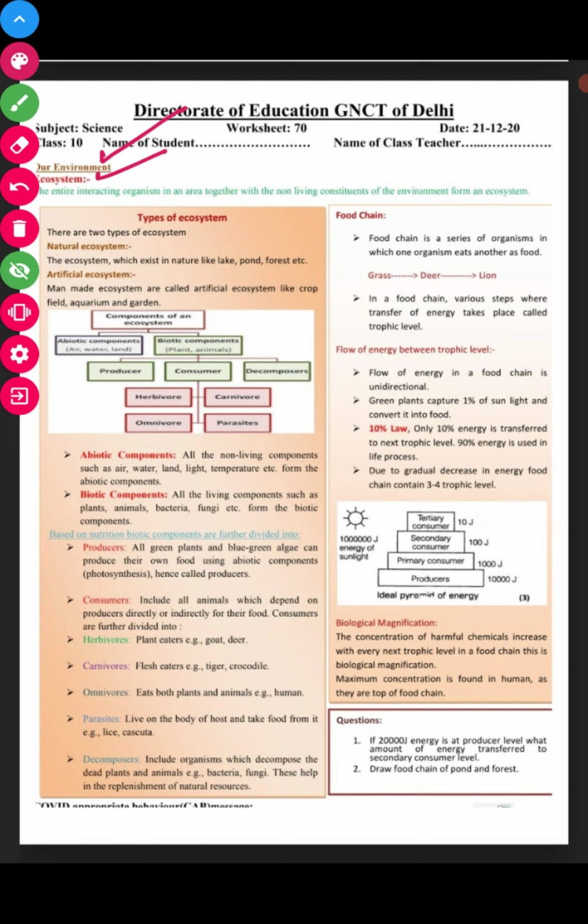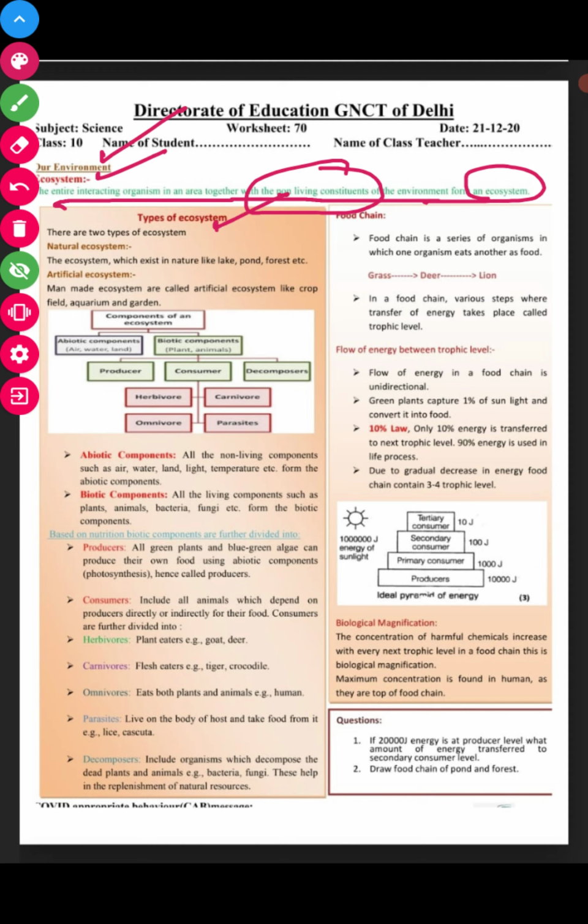Ecosystem. What is ecosystem? The entire interacting organisms in an area together with the non-living constituents of an environment form an ecosystem. It means an ecosystem consists of living as well as non-living constituents, but they must be interacting. Okay, the entire interacting organisms in an area together with all the non-living constituents is known as an ecosystem.